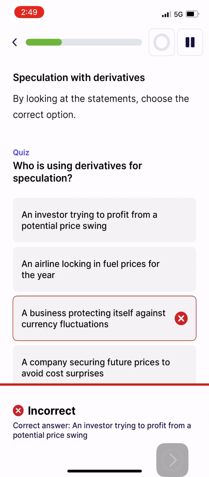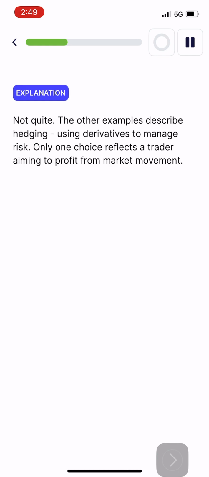No, the correct answer was an investor trying to profit from a potential price swing. Not quite. The other examples describe hedging, using derivatives to manage risk. Only one choice reflects a trader aiming to profit from market movement.